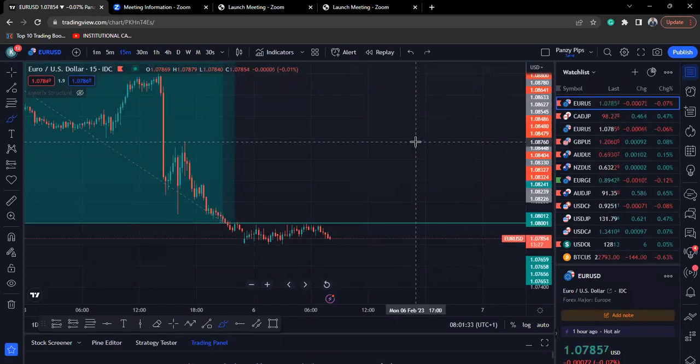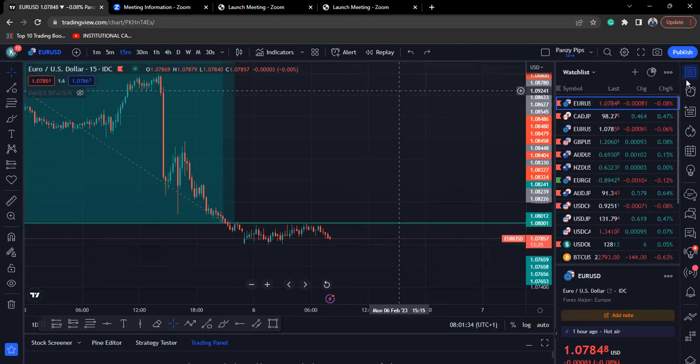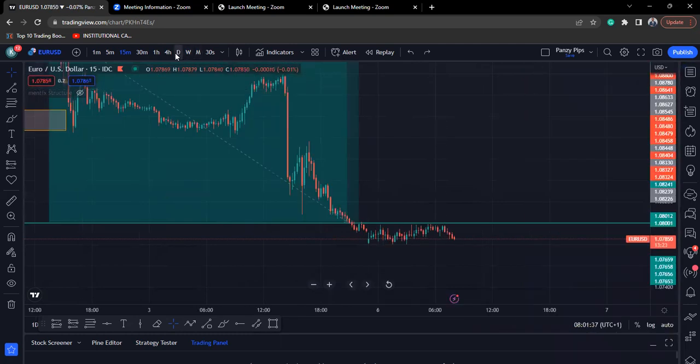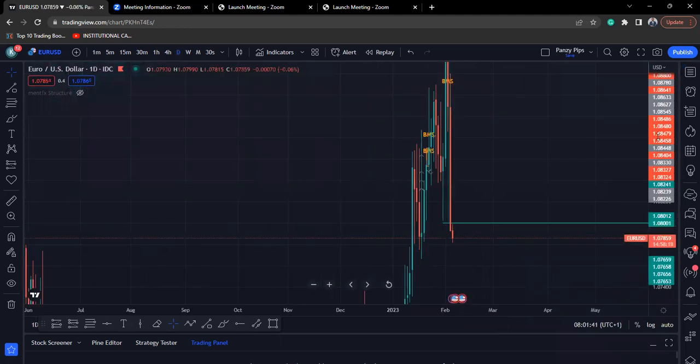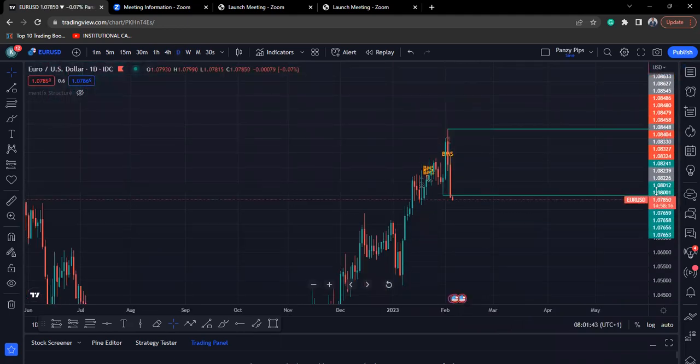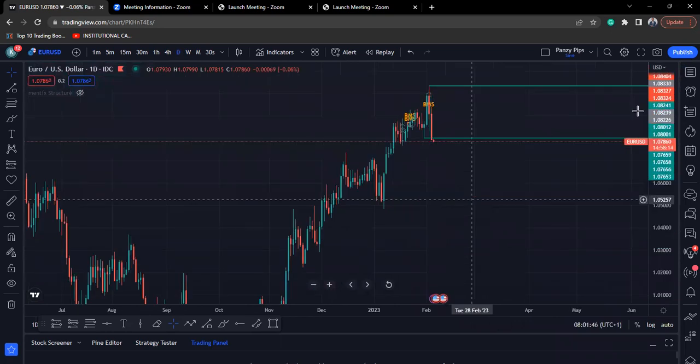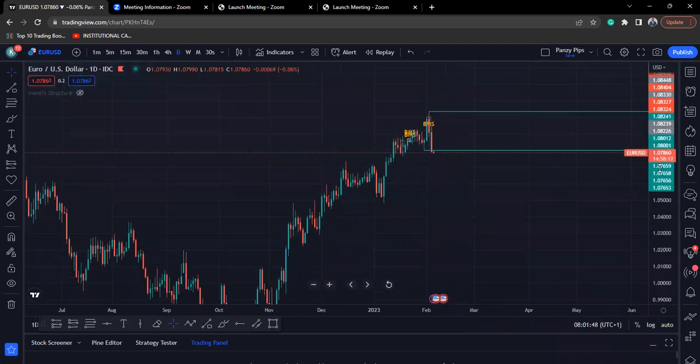But before we even do that, let's take a look at it from the larger time frame. Let's go to the daily and see the structure flow. Okay. So if you come to the daily, we can obviously see that this market is in an uptrend.